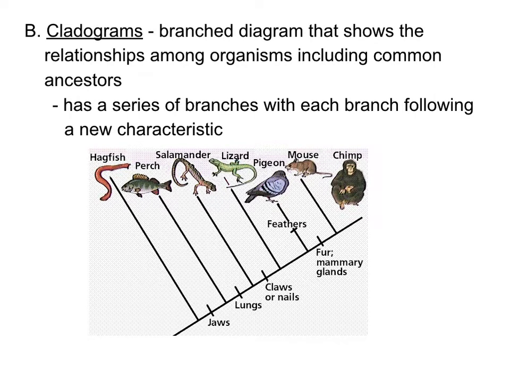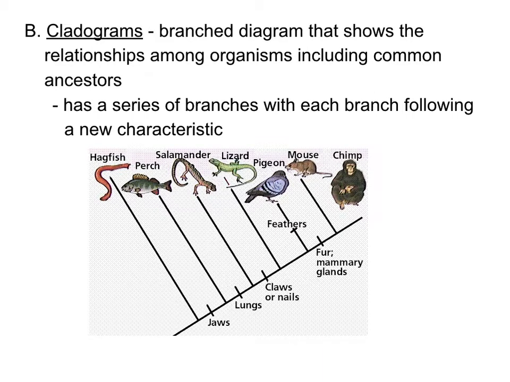But we have this characteristic here, so we have jaws that formed at some point during their evolutionary history. Well, hagfish don't have jaws, so they would have had to branch off away from this common ancestry before jaws developed, right? Then we get up here and we've got lungs. Well, the perch doesn't have lungs, right? So it would have had to branch off before lungs were formed. So they shared a common ancestor up to this point, but then the perch went this way and everything else went this way. Well, then we get claws or nails, right?